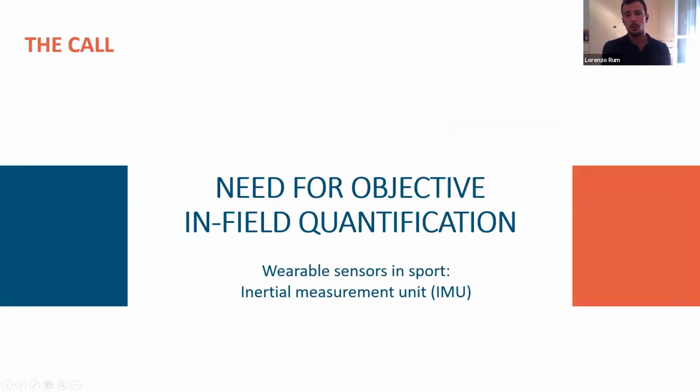So therefore, from the literature, but also from today's sports practice, there is a need for a shift or a transfer from indoor to outdoor context in order to quantify the sports performance. And in this case, wearable sensors such as inertial measurement units are playing an important role.